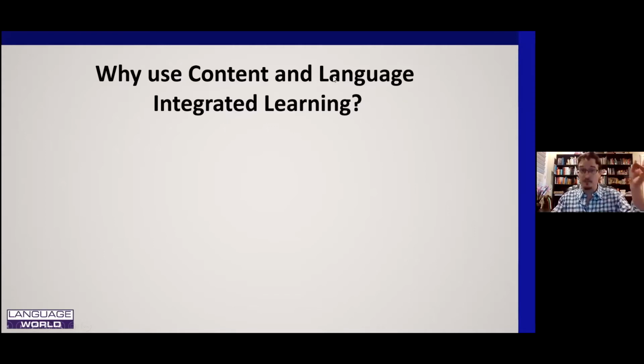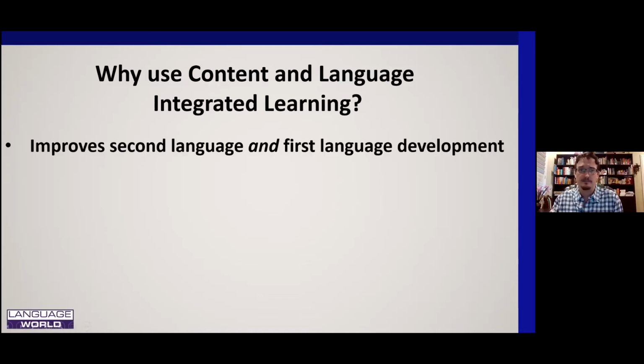Oh, very good. Someone was saying to recognize vocabulary. Any other ideas? Why might we use CLIL? Why might we want to teach a different subject in our English classes? I think the first one, someone had got it really nicely. It improves the second language.